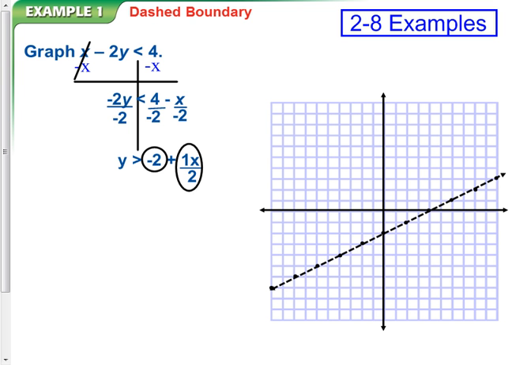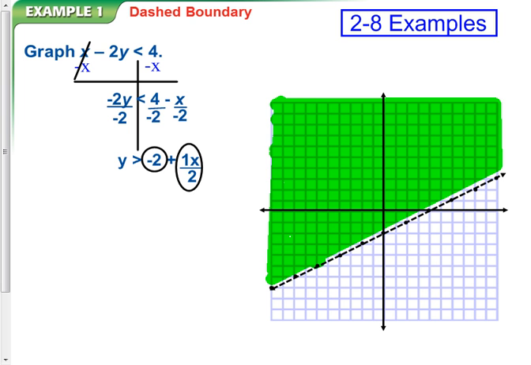And now we have to decide, do we shade above or below it? We look at our symbol here, and it is a greater than symbol. So we need to shade the y-axis that is greater than the line, that is above the line. So we're going to shade this entire section up here. Alright, and there is our shaded graph.